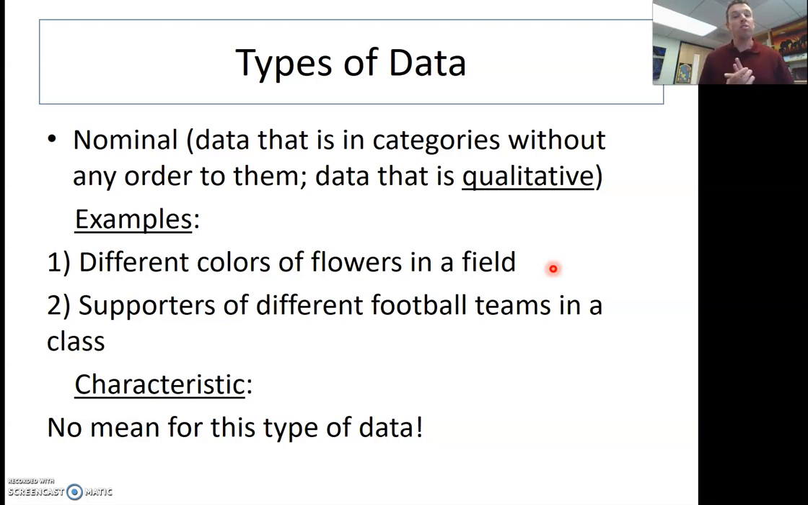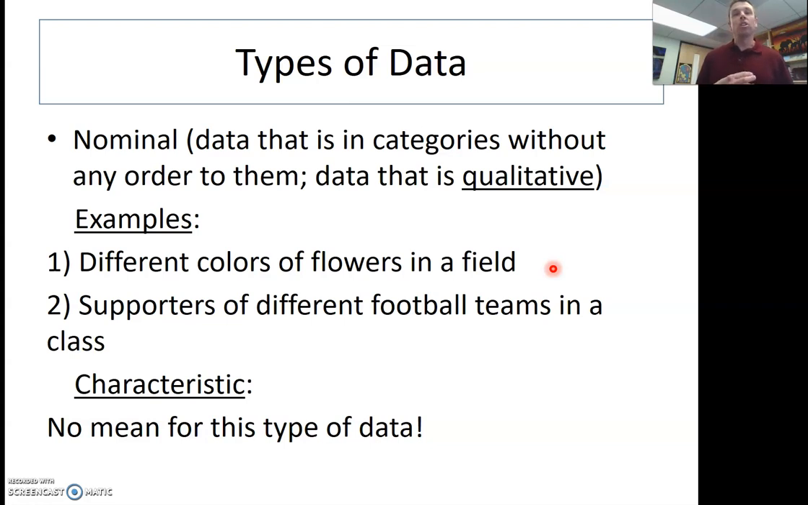All right, same with supporters of different football teams. This is just categorical. So maybe we're putting people in the class, we have the Chargers, the people that like the Chargers still, and then we have the Chargers haters because they moved to LA. All right, so this would be categorical. You fall into one or the other.